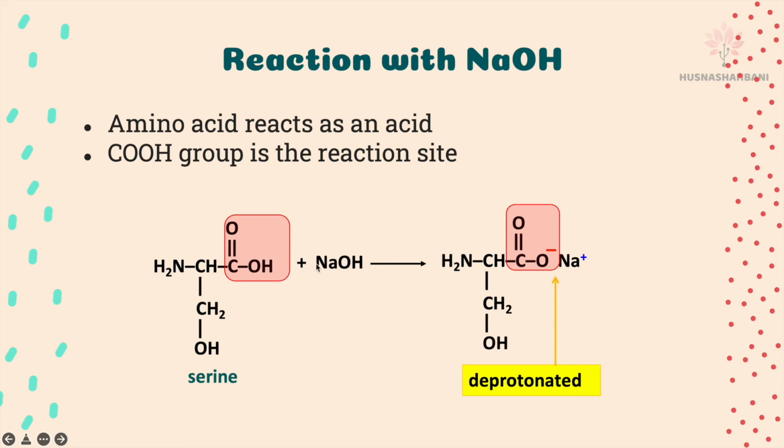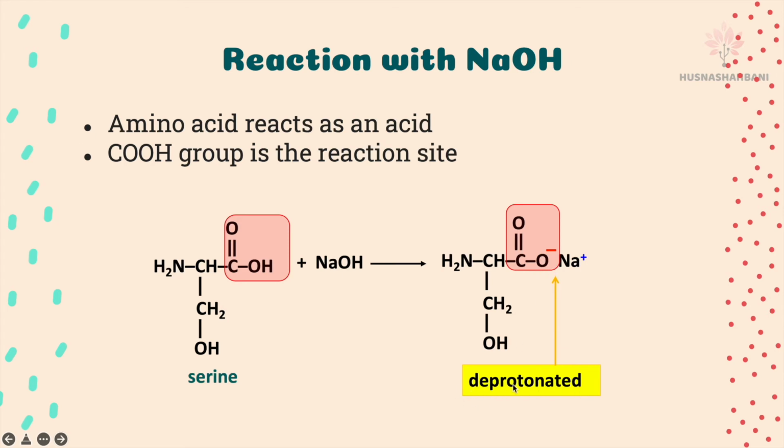So when it reacts with NaOH, the H will be lost. H plus will be lost, leaving COO minus and Na plus, and the side product is H2O. This OH will combine with this H, eliminating this H, to give the side product H2O, and this H is deprotonated.